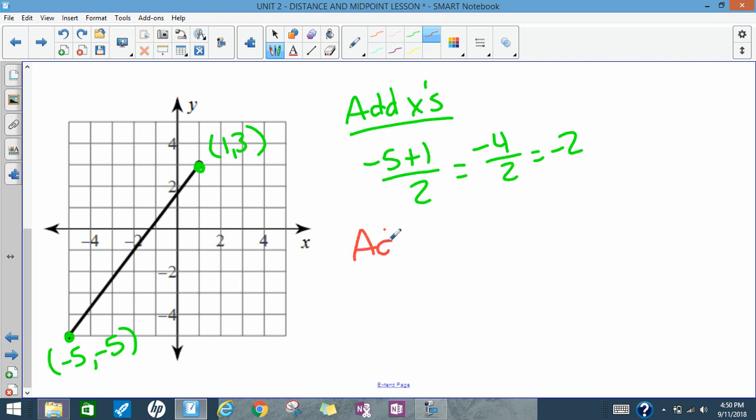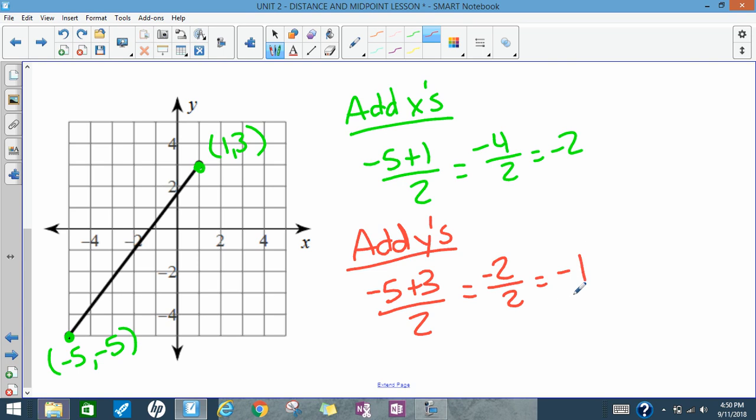I'll add the y's. That's -5 plus 3 over 2, which is negative 2 over 2, which is negative 1. So the coordinates of our midpoint are (-2, -1). The number I get from my x's goes first. The number from my y's goes second. Let's graph this. (-2, -1) is right there. Should look like it's right on the middle of that line segment.